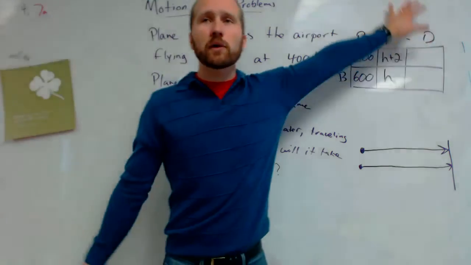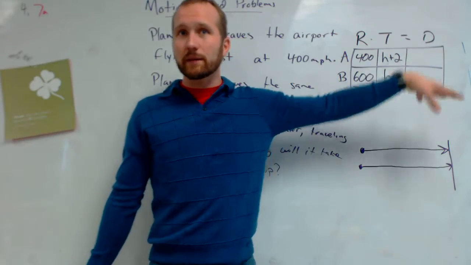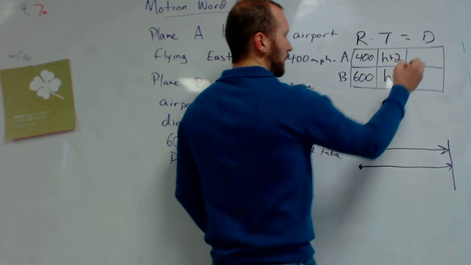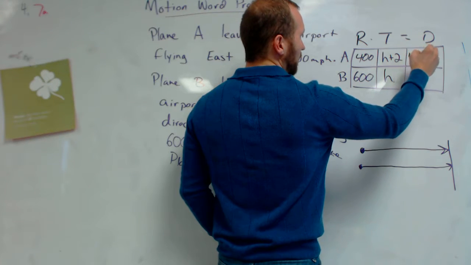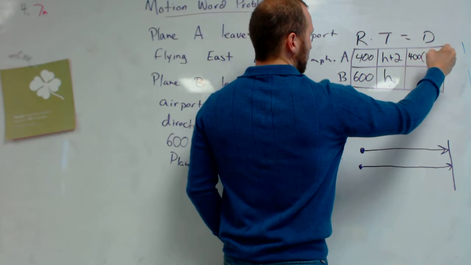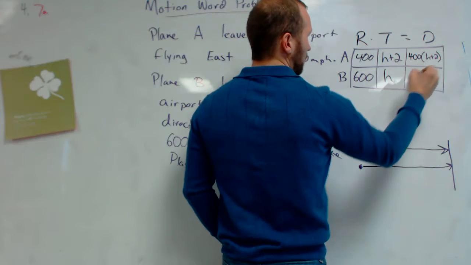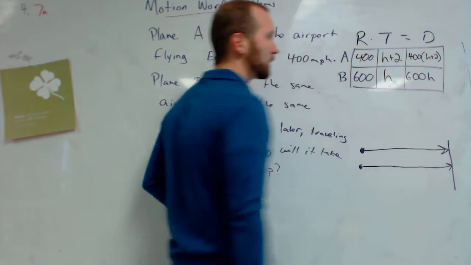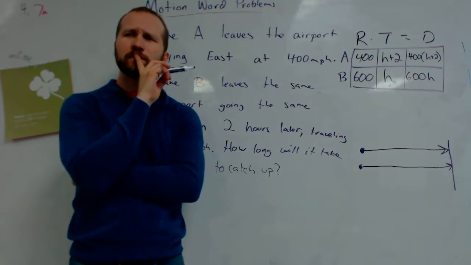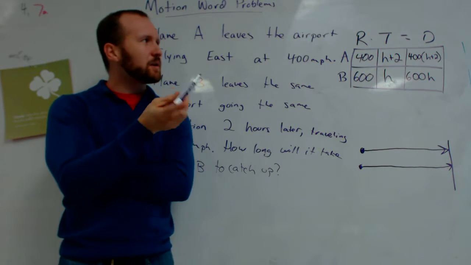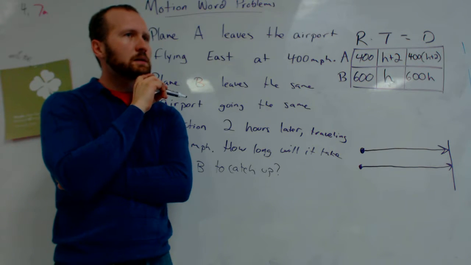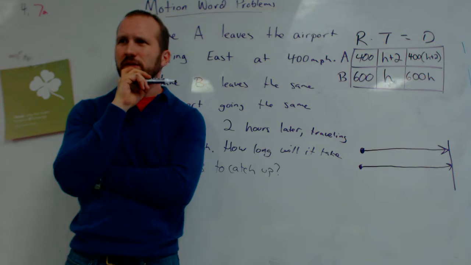The distance column we're always pretty much going to do in the same way. I just take my rate times my time. So here I have 400 times H plus 2. And here I have 600H. I don't know the total distance, though. So how am I going to write an equation?